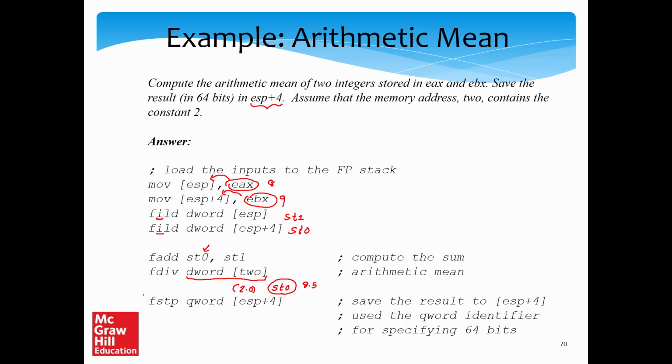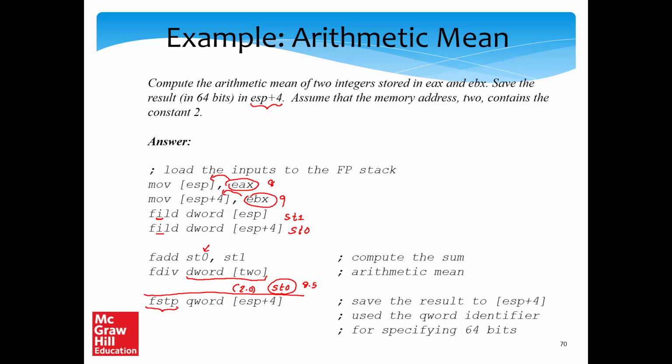What needs to be done next? Well, what needs to be done next is that we need to save the result to ESP plus 4, this memory address ESP plus 4. And we want to save a 64-bit result. So that is the catch. To save a 64-bit result, I'm using the FST instruction.